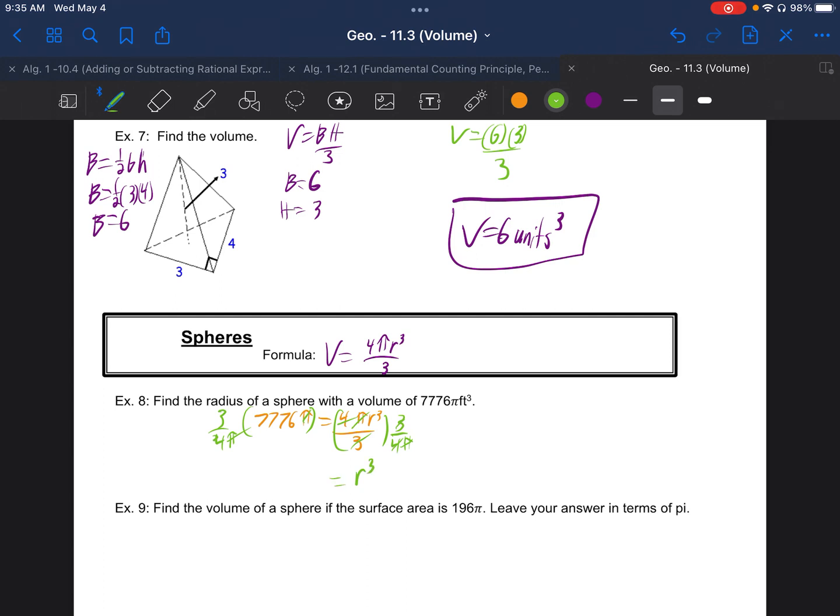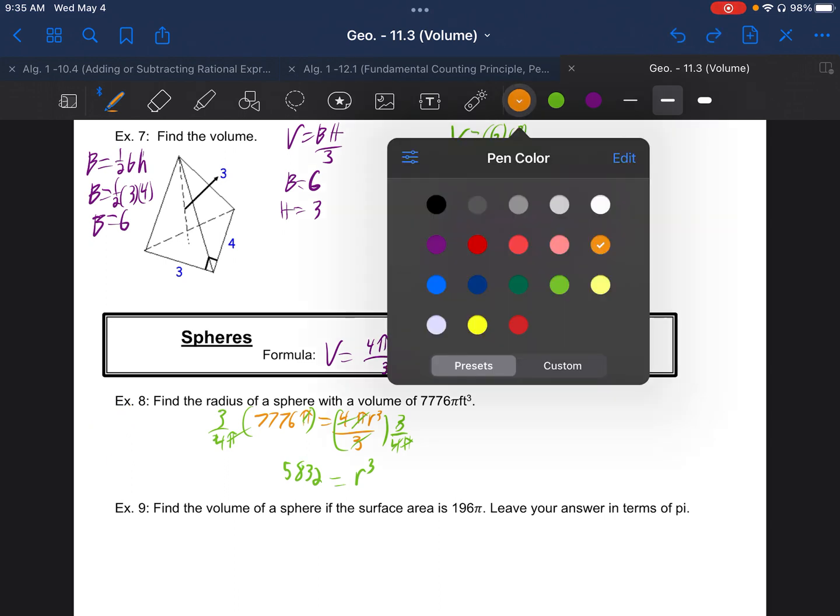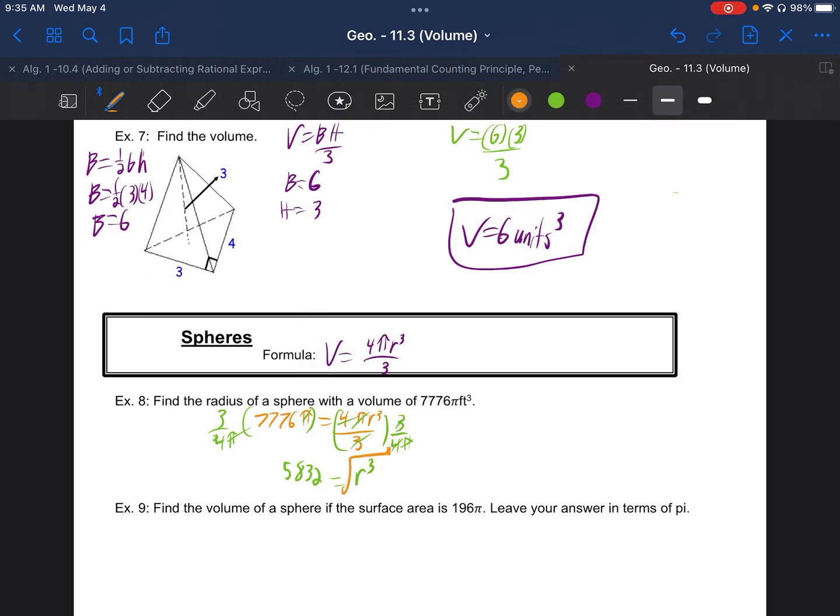On the left side, we need to take 3 over 4 times 7,776. And if we do that, we get 5,832. So now we have 5,832 is equal to r cubed. Well, similar to how we solved when something was equal to r squared, we square rooted it. Well, to undo a cube, rather than square root, we're going to use what's called the cubic root. And so you do the same symbol, except there's a little 3 in there now, a little 3 on the left side, in that little hook on the left of the radical.